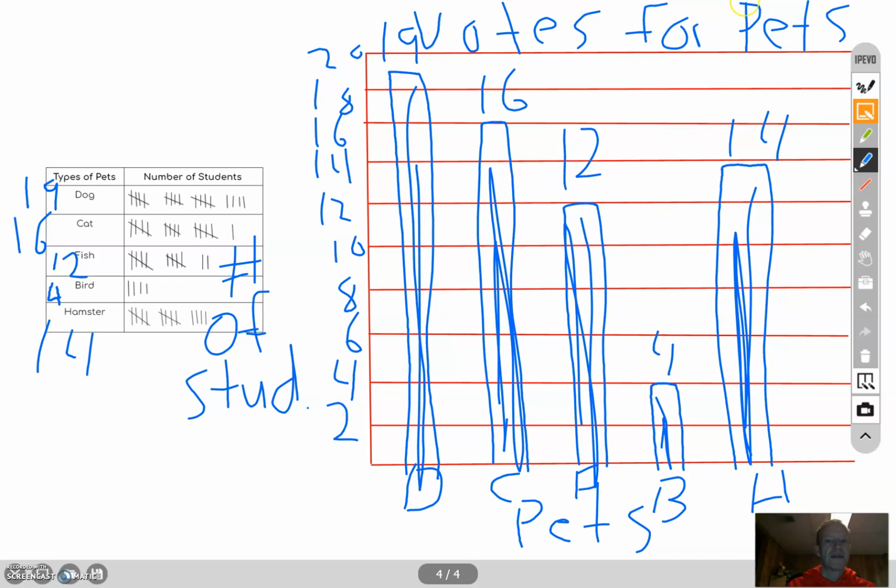Okay, so that's a scaled bar graph. I hope you guys all better understand how to develop one, how to answer questions about one, and most importantly is how to read one. I hope everyone has a great day and hope you enjoyed the lesson.